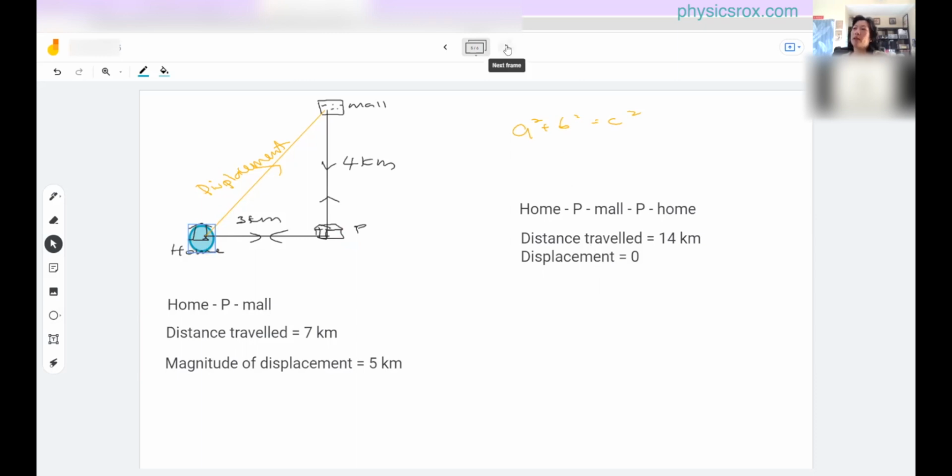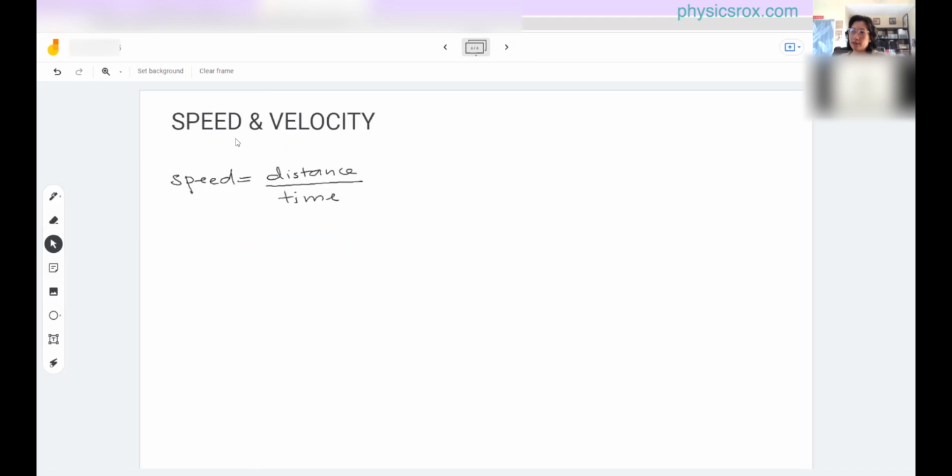Okay, so distance is scalar. You don't care about the direction, you just add only. Displacement, we must look at the direction. So when we learn about speed and velocity, velocity is a very fancy word. Actually, it is the same thing as speed, but it's the vector version.